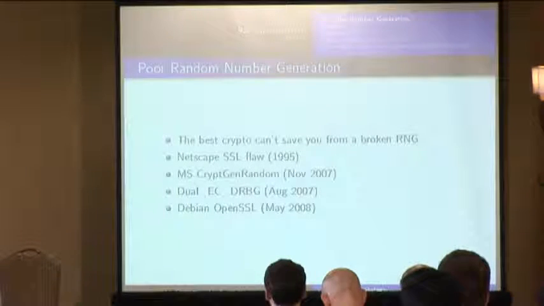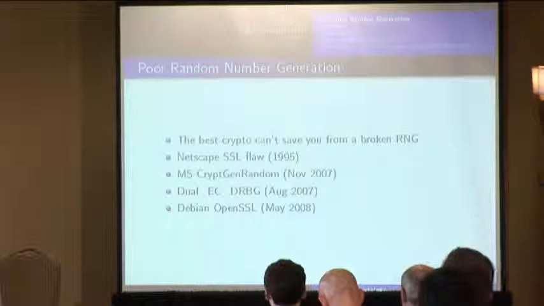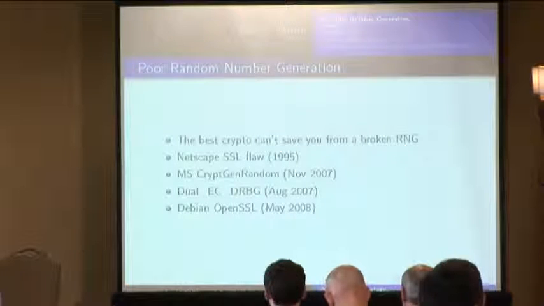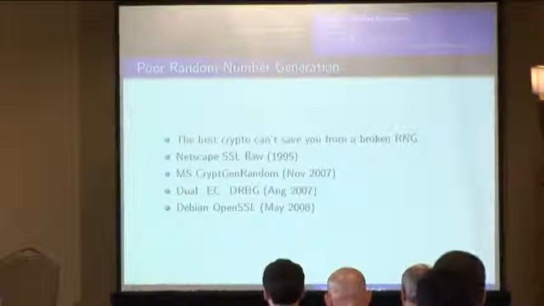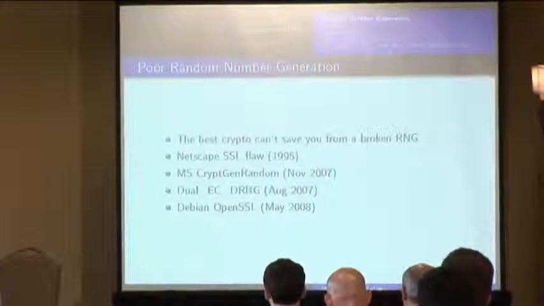Okay. So bad crypto generally, we're gonna see the same things happening over and over again. Number one, the best crypto can't save you from a broken RNG. It's sort of the random number generation is the sine qua non of crypto. You can't do anything else if you can't throw dice where your opponents can't see it. And this happened in the Netscape SSL. This has happened to a certain extent with MS CryptGenRandom. There are problems with Dual EC DRBG, most lately with Debian OpenSSL.